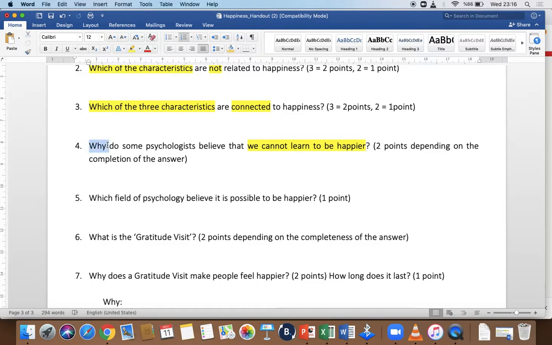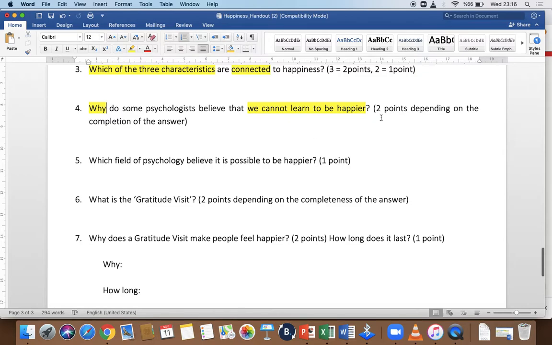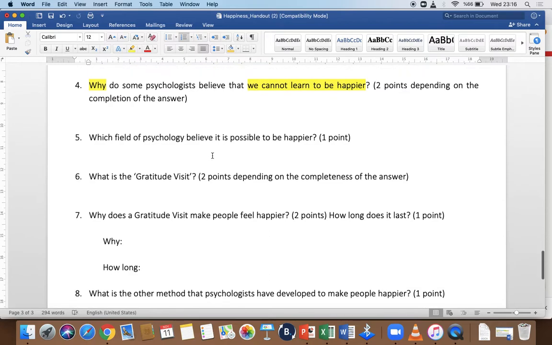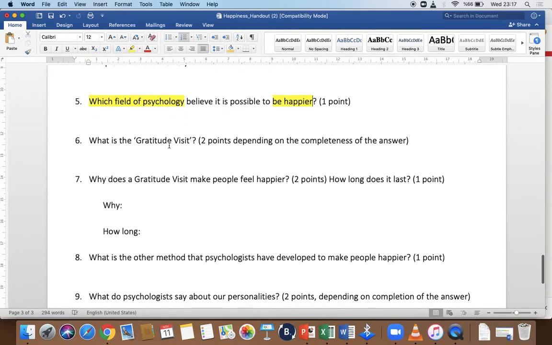Why do some psychologists believe this? You should write the reasons, and it's 2 points actually, depending on the completion of the answer. 5. Which field of psychology, you should write the field of psychology here, makes it possible to be happier. Next, gratitude visit. What is it? In the lecture, the lecturer gives examples to explain this, so please write the details about the gratitude visit.